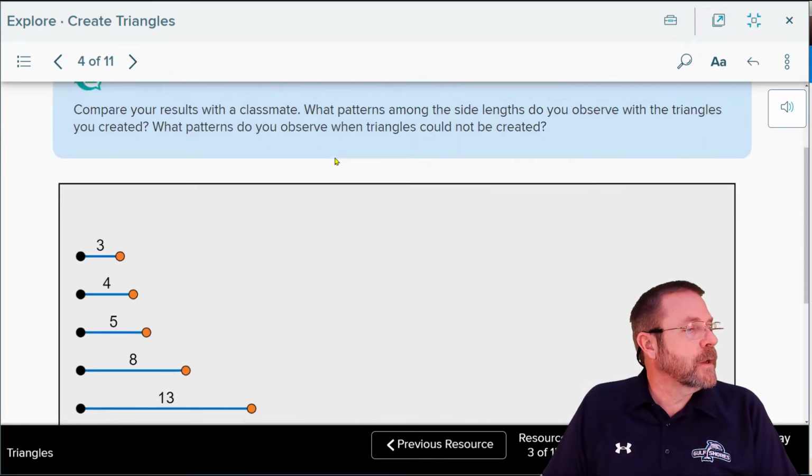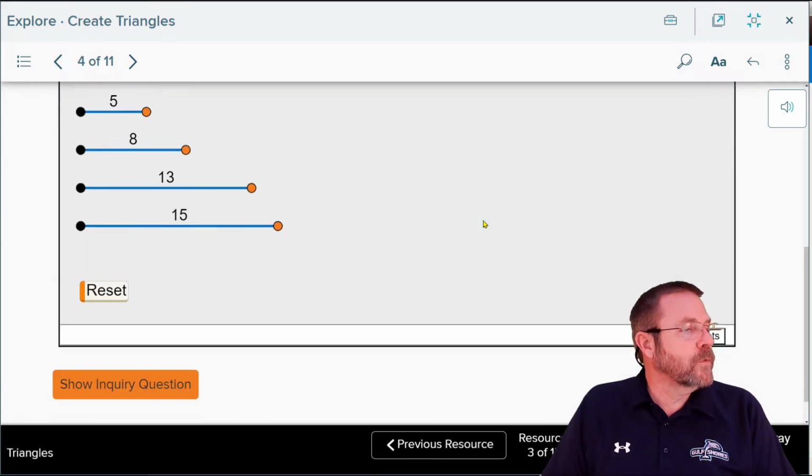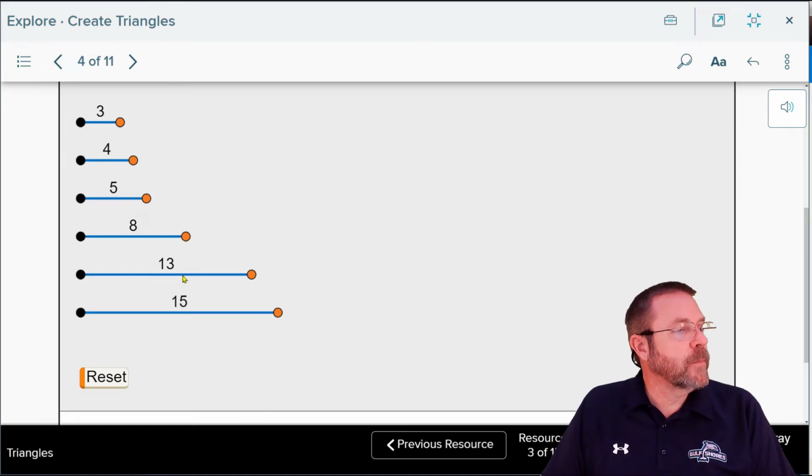Alright, now we're going to try another one. This time they want us to use any of the lengths to create 3 different triangles, and once again, we're not going to waste a lot of time on that. The big thing is that whatever lengths you pick, the 2 shorter sides have to add up to be greater than the long side. That's the whole point of this activity.